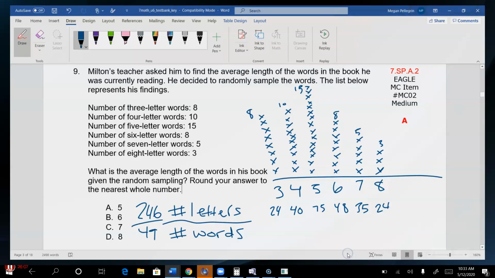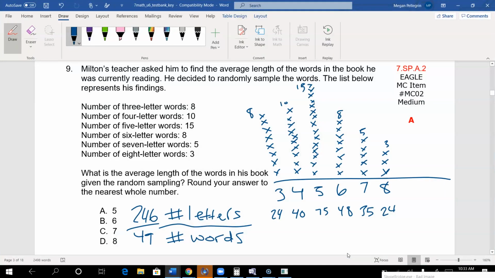And it said round to your nearest whole number. So about 5 letters on average. And if we look, 5 actually was the one that had the most words that were 5-letter words. Okay, so that answer does make sense. We knew it would be somewhere between 4 and 6. Those had the most amount of words.